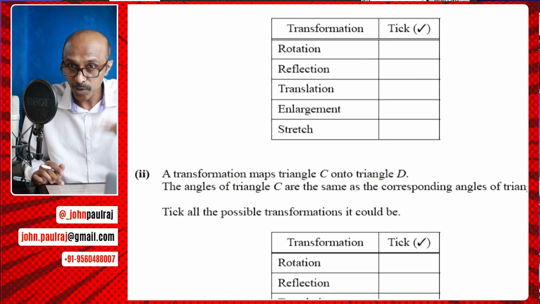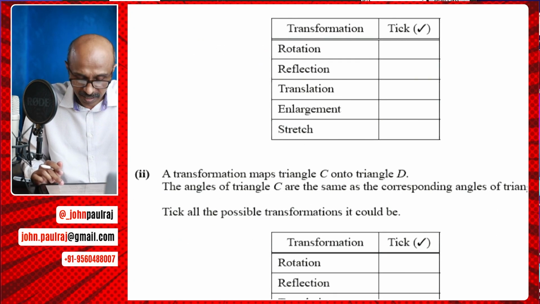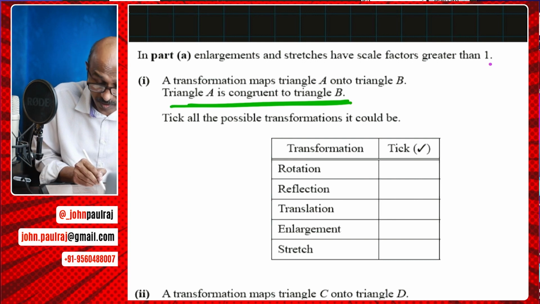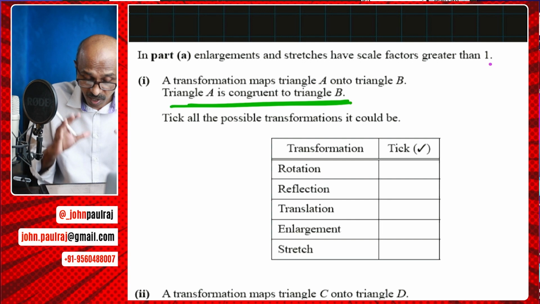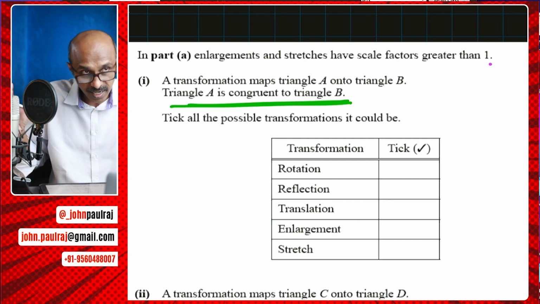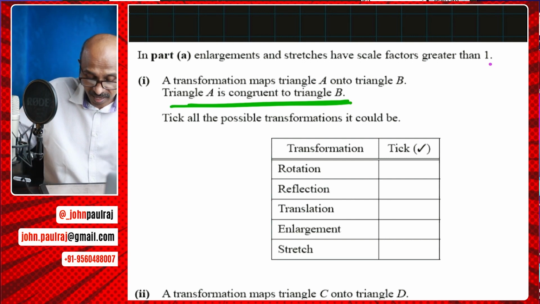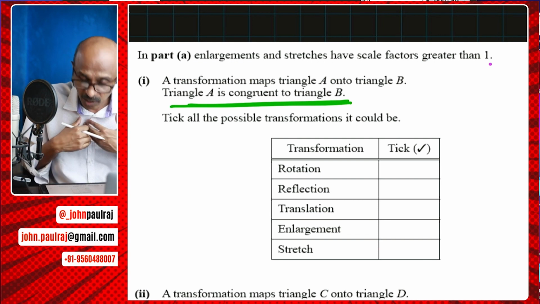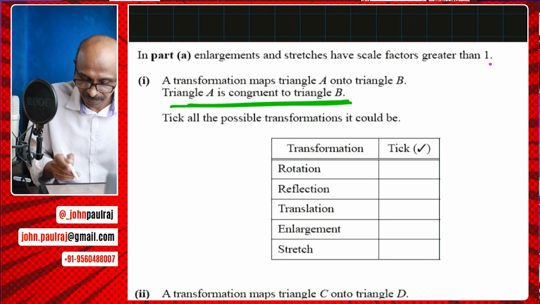No drawing. We're used to the drawing kind. But this kind of thing has come, I think, twice, where you have to, through words, obviously they're trying to check whether you understand what's going on when the two triangles are congruent. When triangle A transforms to triangle B and they still remain congruent, what are the possibilities? It could be rotation. In rotation the size never increases, unlike enlargement and all that.